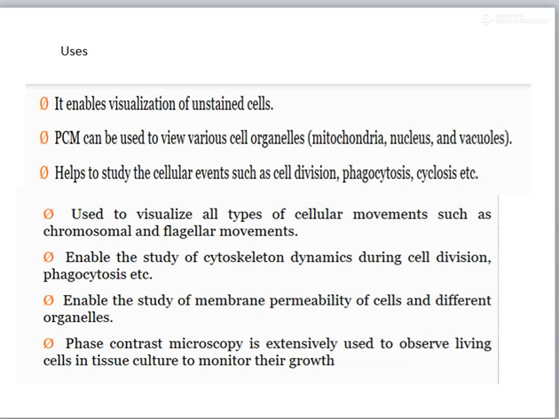The cytoskeleton can be studied, the cell membrane permeability, and also we can use it to observe living cells in tissue culture and to monitor their growth.